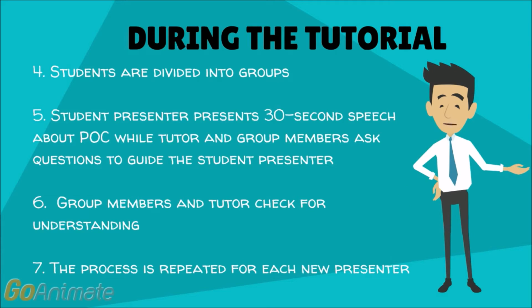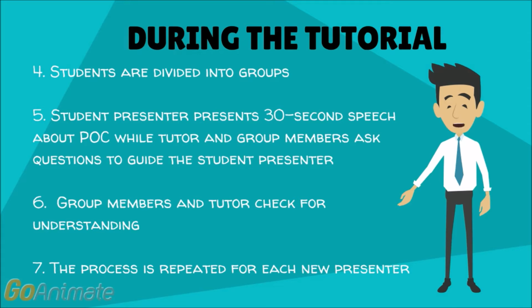Moving on to step 5, the first student presenter begins the tutorial by giving a 30-second speech about her point of confusion. It is here that tutors and group members ask questions to guide the student presenter through the critical thinking process. All the while, tutorial members are taking notes.